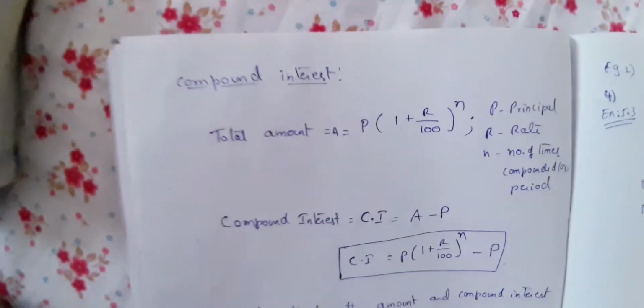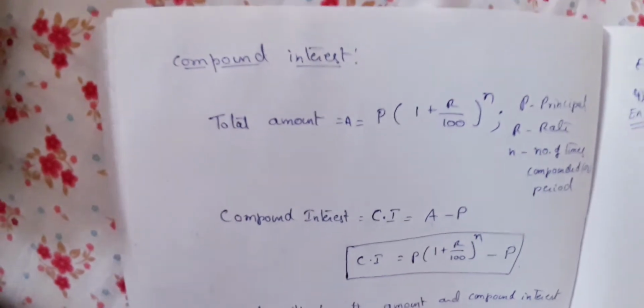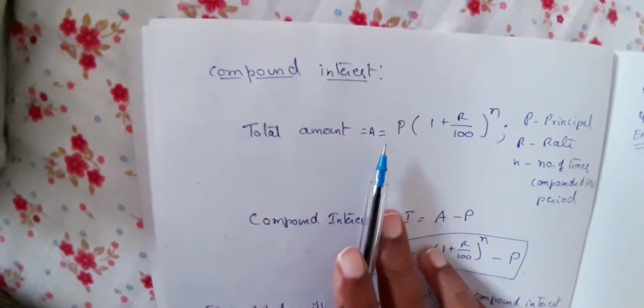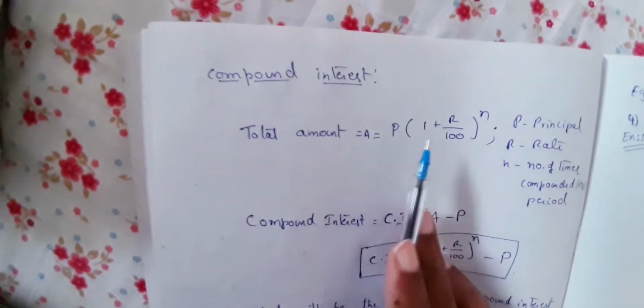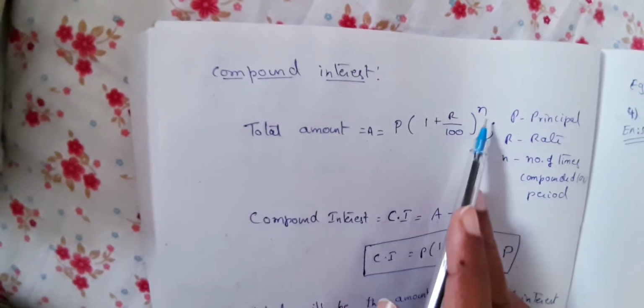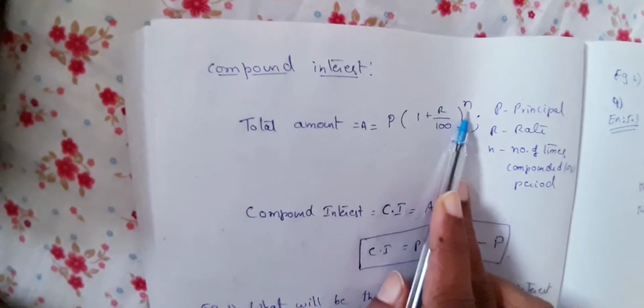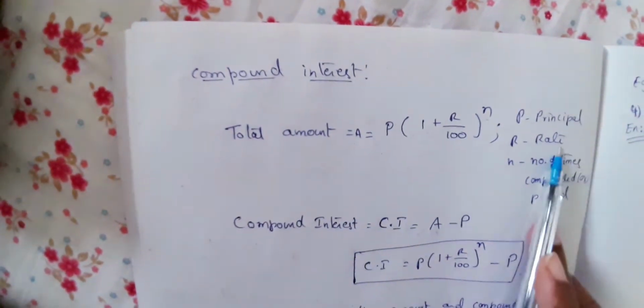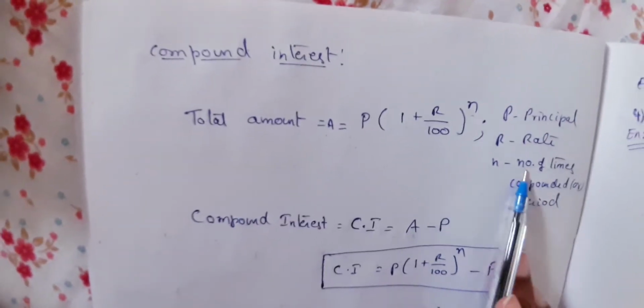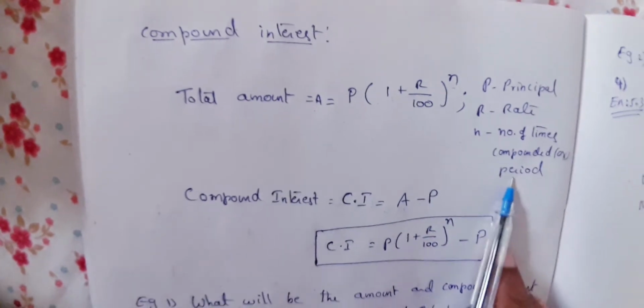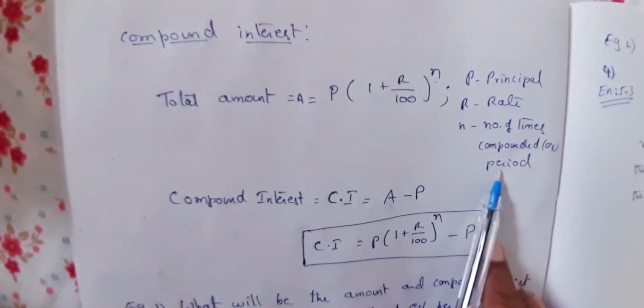Okay, so now compound interest. So total amount directly you can find out. A is equal to P into 1 plus R by 100 whole power n. So here P is for principal, R being the rate. So nothing to be discussed about this. And then n is the number of times it is compounded or the period for which it is compounded.